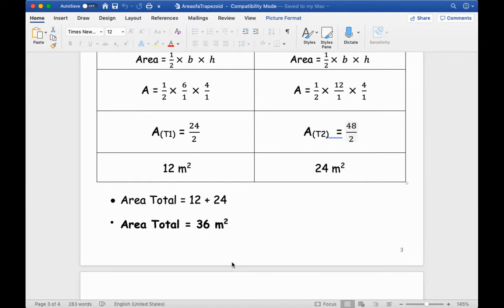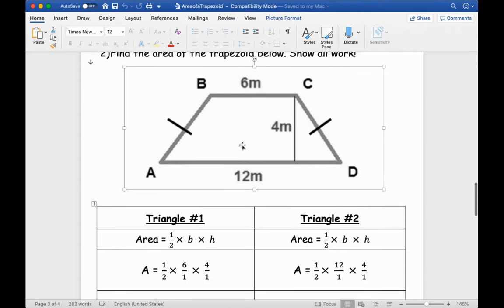So that's good right there. So we have the total area of this shape by breaking it up into actually 2 triangles and not 2 triangles and a rectangle.